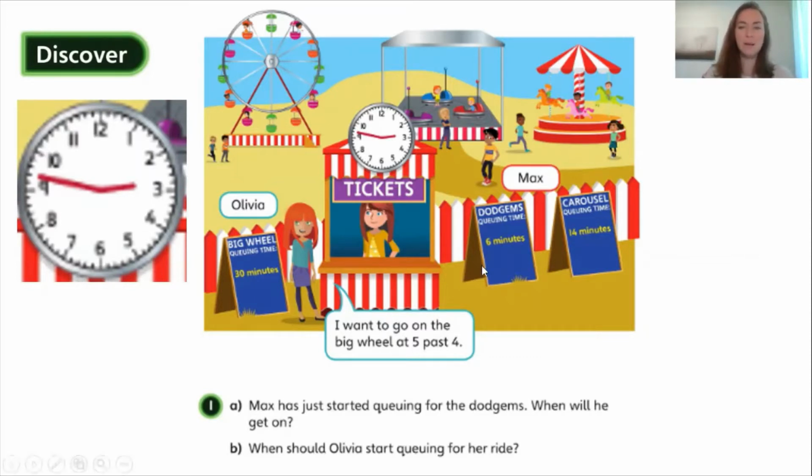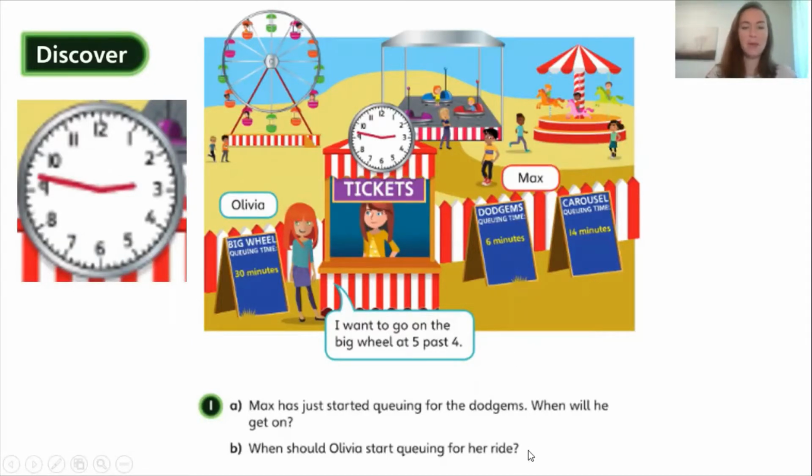So over here, we have Max. He's just started queuing for the dodgems. And the dodgems queue time is 6 minutes. The clock up here is the current time. I've zoomed in on it over here. It's 3:47. So it's 3:47 now. It's a 6-minute queue for the dodgems. What time will Max get on?